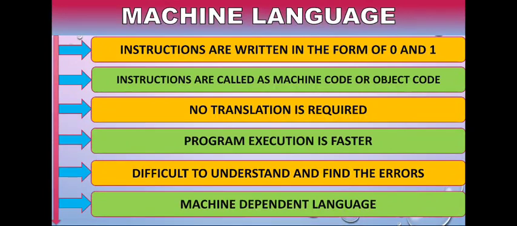Machine language. Machine language is the internal language of the computer in which the instructions are written in the form of binary, that is 0 or 1. These instructions are known as the machine code or object code. As machine language is the internal language of the computer, no translation is required and the program execution is faster. But the disadvantage of this language is that programs written in machine language are difficult to understand and also very difficult to find the errors in. It is a machine-dependent language, meaning the program written on one machine cannot be used on another machine.